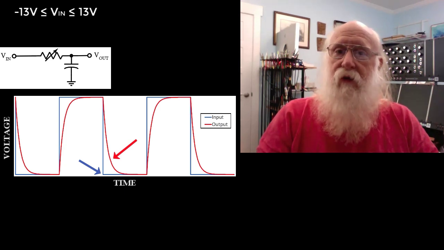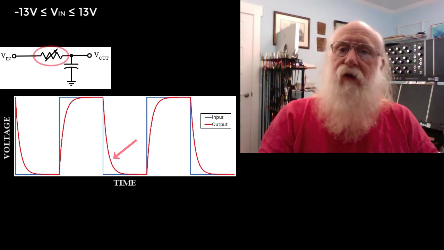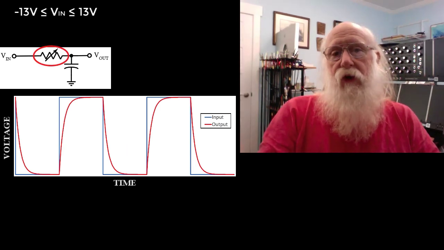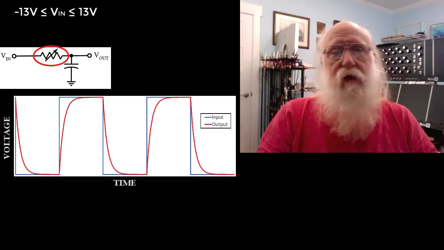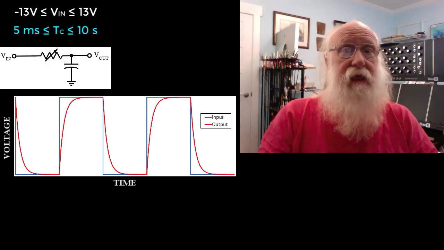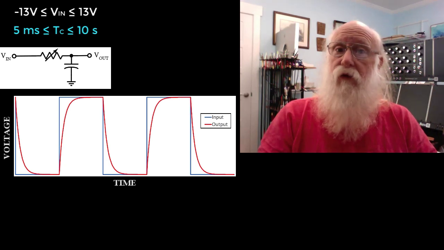And of course, the rate at which it does that can be controlled by adjusting the value of the resistance. We want to be able to adjust this so that the time constant of our circuit is between 5 milliseconds and 10 seconds. That's a fairly large range.